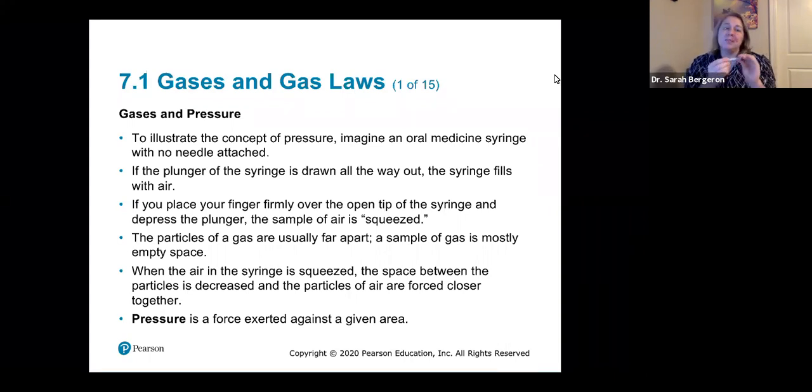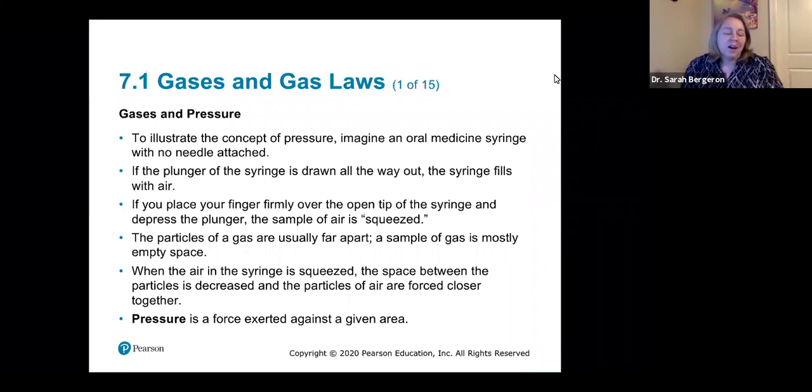A sample of gas is mostly empty space. And so when you compress the syringe, you're pushing those particles closer and closer together, right? And so what happens is that there's pressure. If I decrease the volume inside of the syringe, what's going to happen? I'm going to increase the pressure. I don't know if you can hear it when I let it go, but you can hear the air come out because it was under high pressure. And so it all escapes out the end, right?